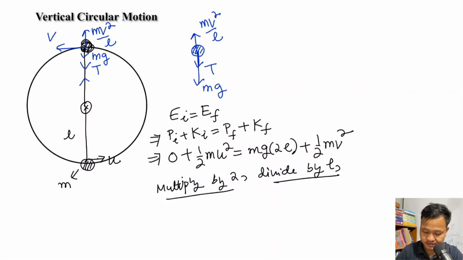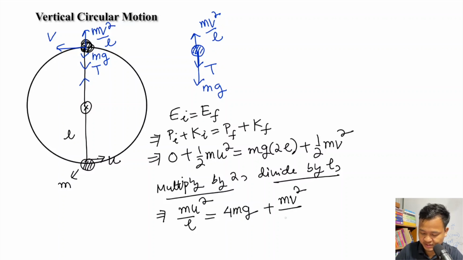Okay, right, if you do that, how much? So I will have here mu square divided by L should be equal to 2 times 2, that is 4mg, divided by L, L is gone, plus mv square divided by L. Okay, this is equation number 1.